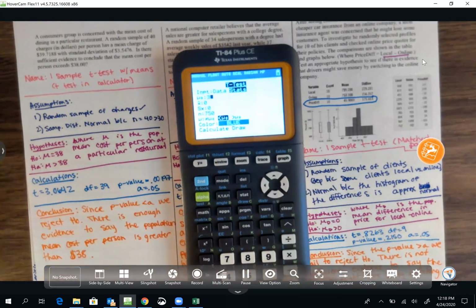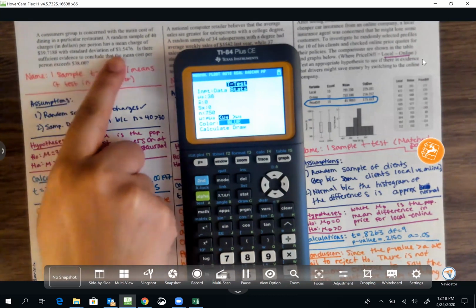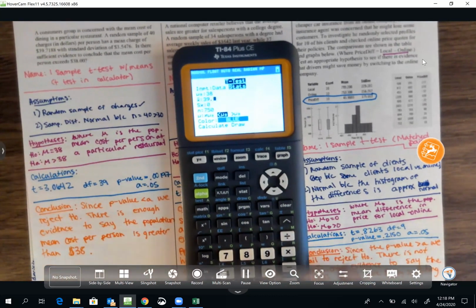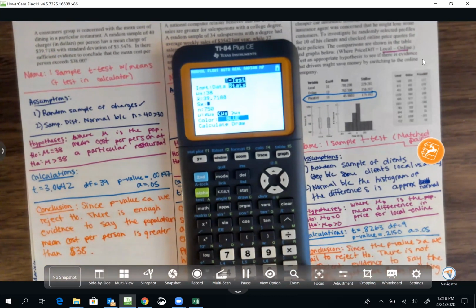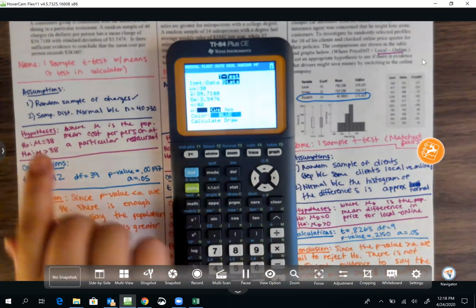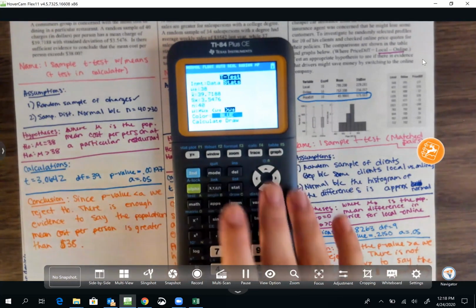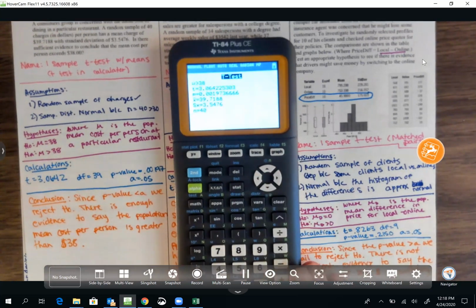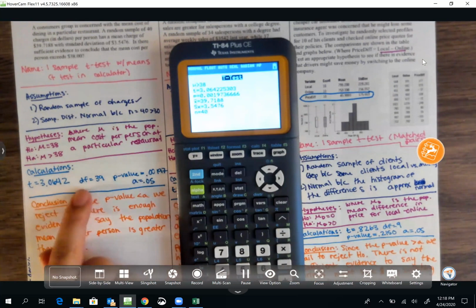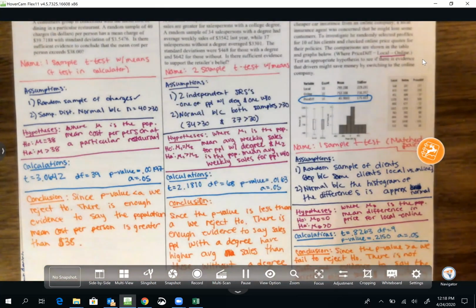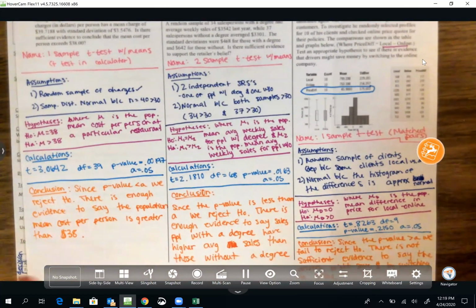So I would type in 38 here, and then I would find my sample mean was 39.7188. The standard deviation of 3.5476, sample size of 40, and then I wanted greater than. So there I get my t and my p-value. Degrees of freedom, remember, is n-1 for the 1 sample t-test. I think you can figure all of this out. Remember to watch out for an experiment.